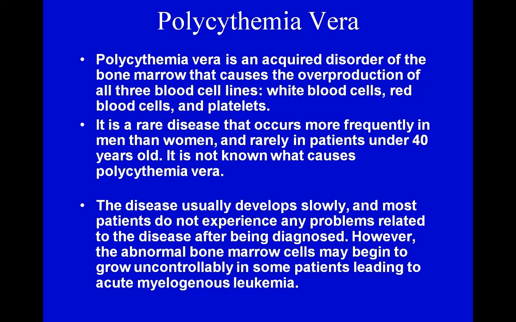So this one might make us think, do you have a type of leukemia where your body's producing too many red blood cells? Because it's a problem with the bone marrow not knowing when to shut off, and it actually overproduces all 3 blood cell lines, the white blood cells, the red blood cells, and the platelets. All of those are produced by the bone marrow, and we call those the blood cell lines.